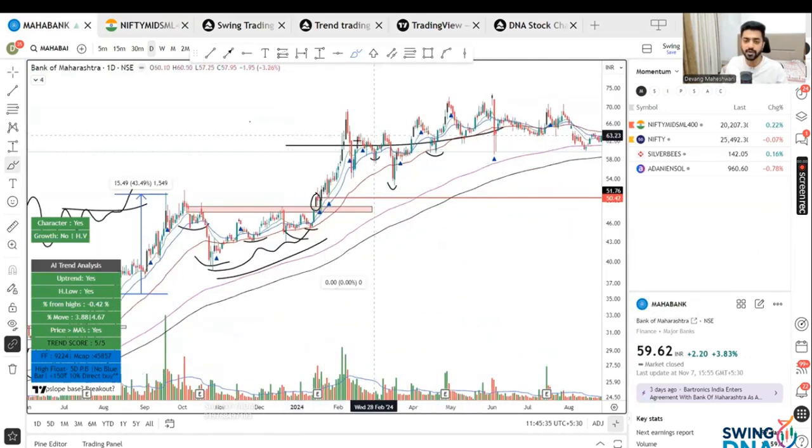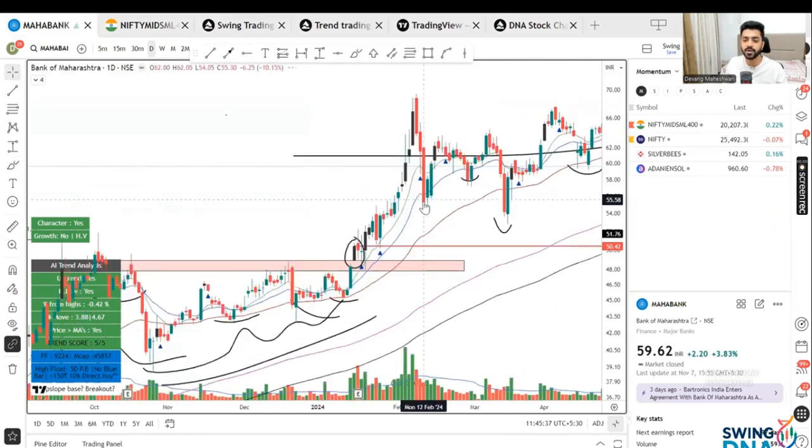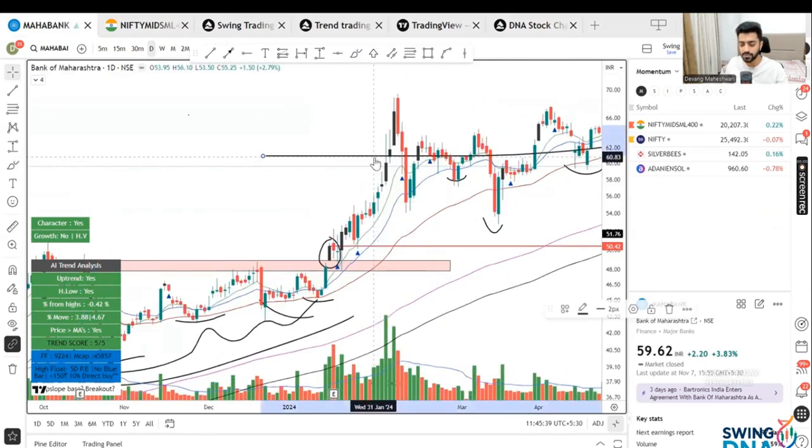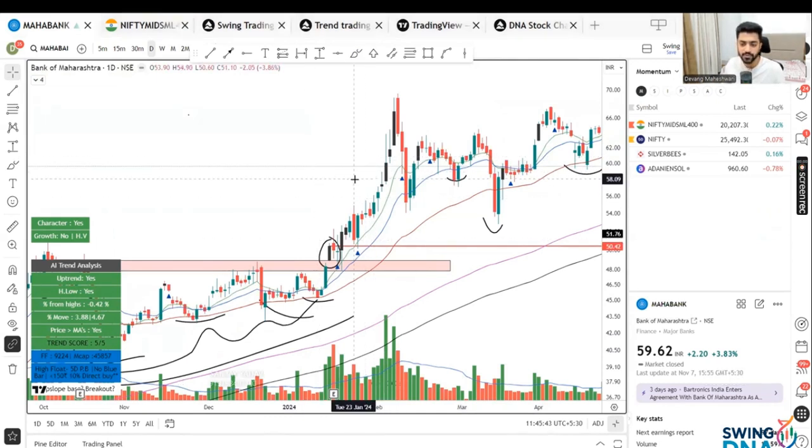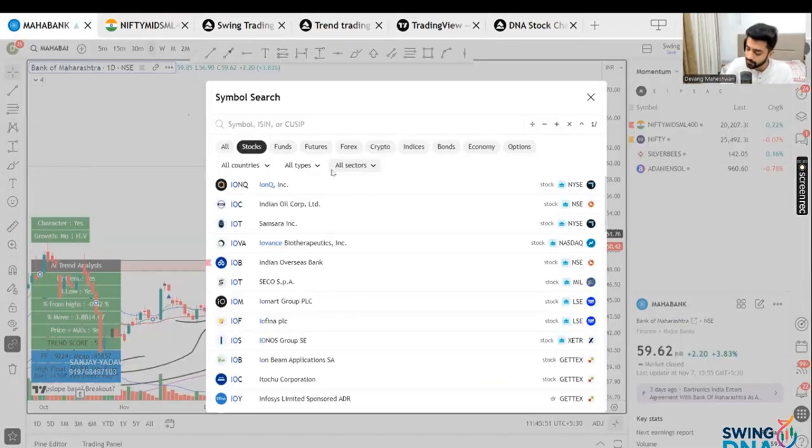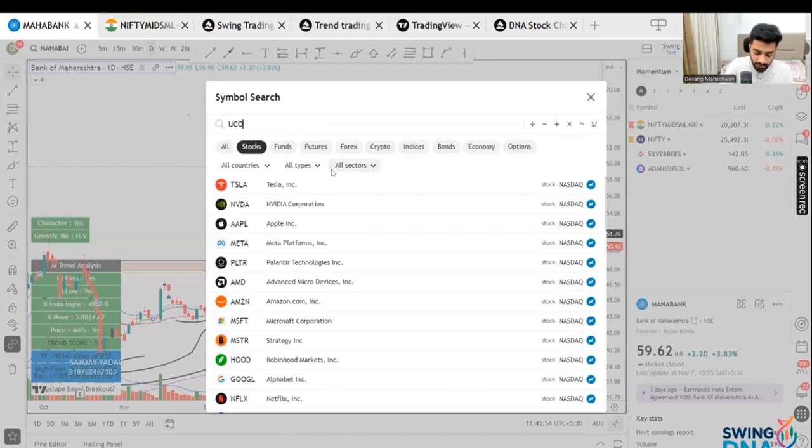But if you are in a bull market and you have some shakeout, you can re-enter. So this is that shakeout. This is the same date, right? 23rd January. This is your, which was that example? UCO Bank.